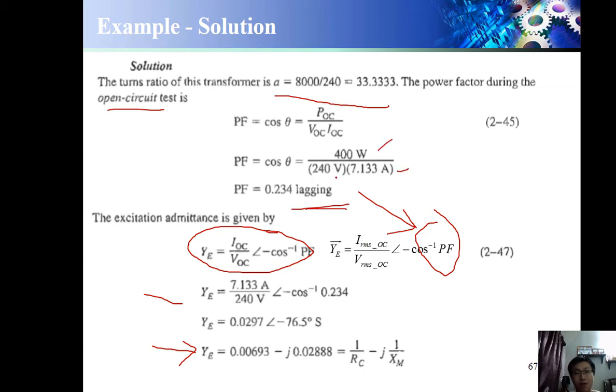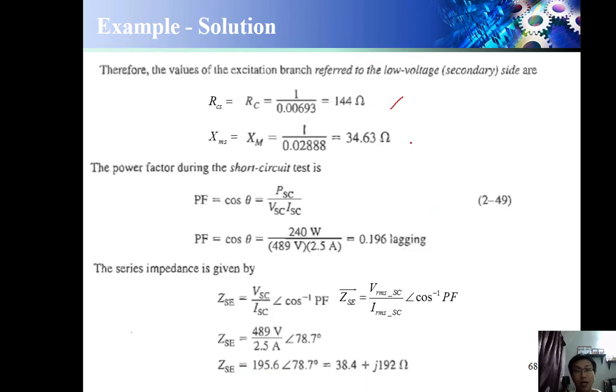Given, given, given. Okay? Then, given, given. So I have this one. Remember the unit. And then I put it in rectangular form. I compare to this one, so this one is referred to this one. Then I have my Rc and Xm. Remember, we need to find out this one. Just now it is referred to the secondary side, which is the low voltage side. So we must put it like this. It's referred to the secondary side, RCS, XMS.